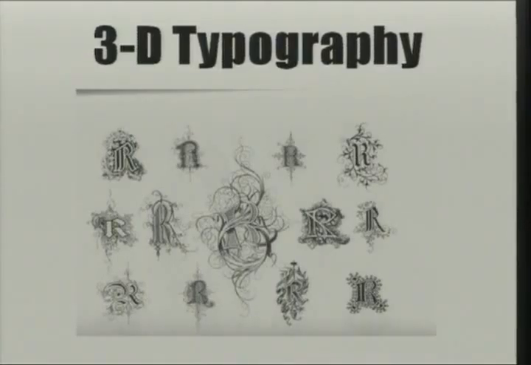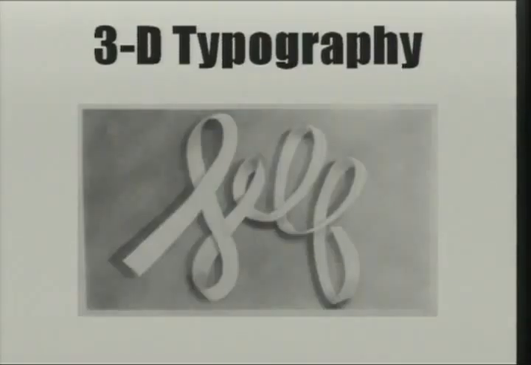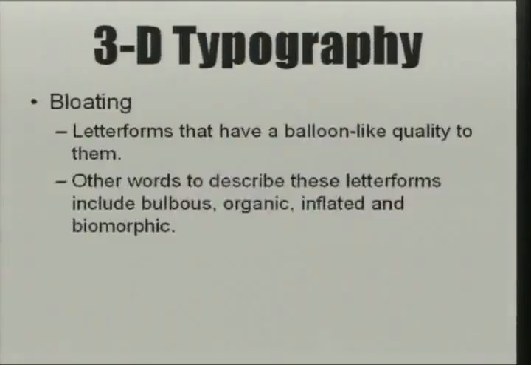This might be a little hard to see for some people, but these are letter forms created with all kinds of floral patterns and things around them. And the way the floral patterns are drawn can suggest dimensionality to it. Here's an example of a ribbon font. The way the ribbon folds in under and over itself suggests dimensional typography.